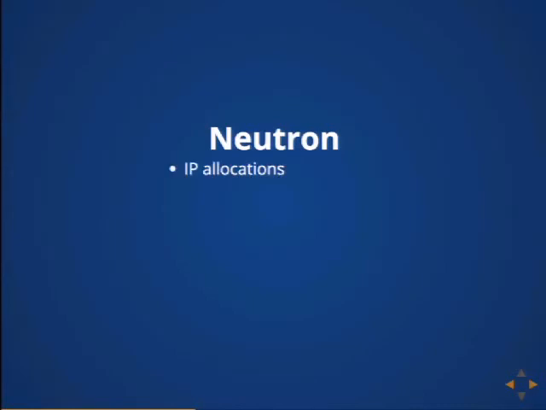Neutron does your IP allocations, so it has a database, and within that database you say, use this CIDR block for this particular network.